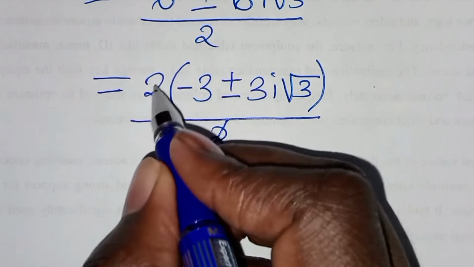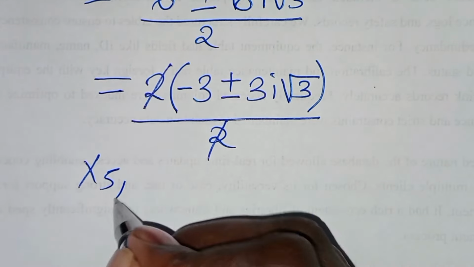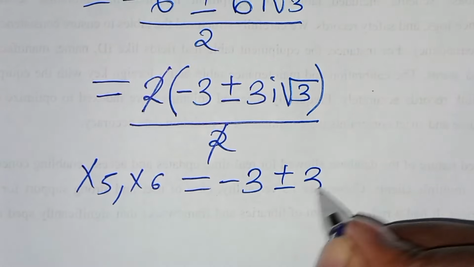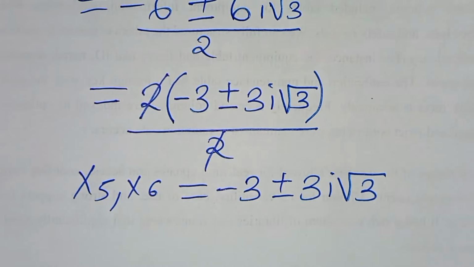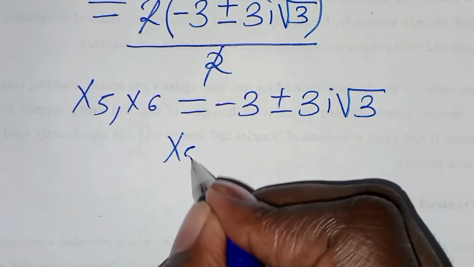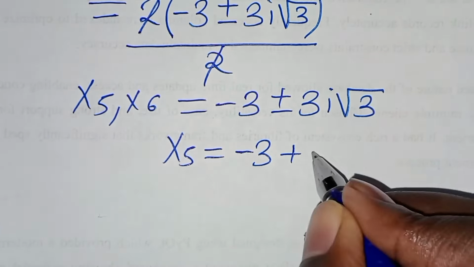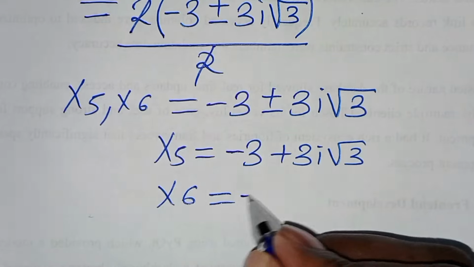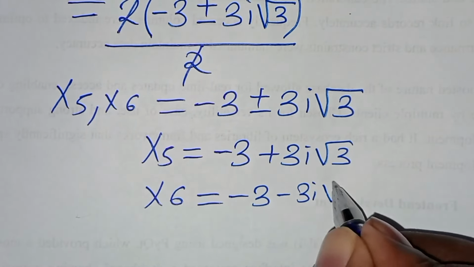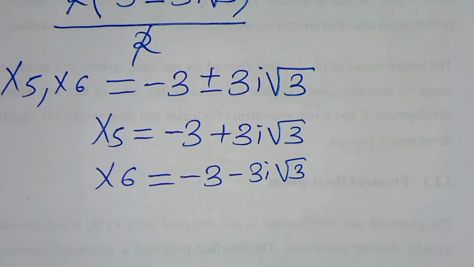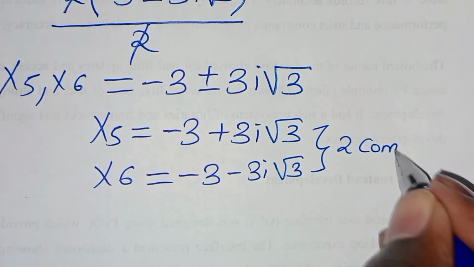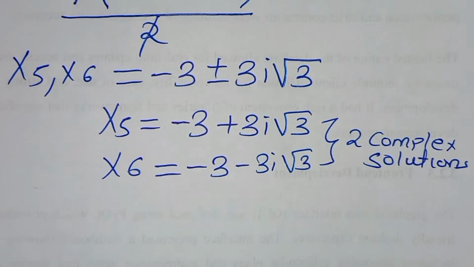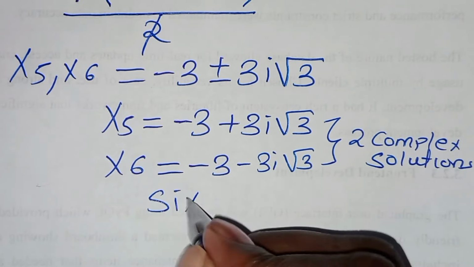So let's simplify 2 and 2 here so that we have x5, x6 equal to minus 3 plus or minus 3i square root of 3. So this implies that x5 is equal to minus 3 plus 3i square root of 3. And we have that x6 is equal to minus 3 minus 3i square root of 3. So these are two complex solutions under case 2. And this totals to 6 solutions.